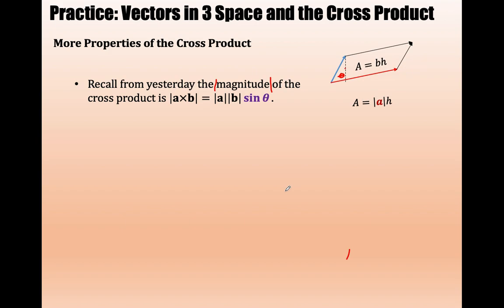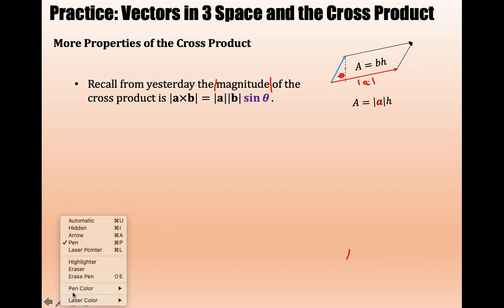So if I call the red vector A, and I say that that's the base of this parallelogram, its magnitude times the height is the area, yes? So now how do I find the height?